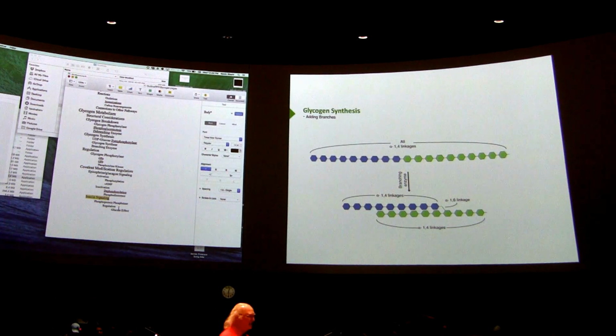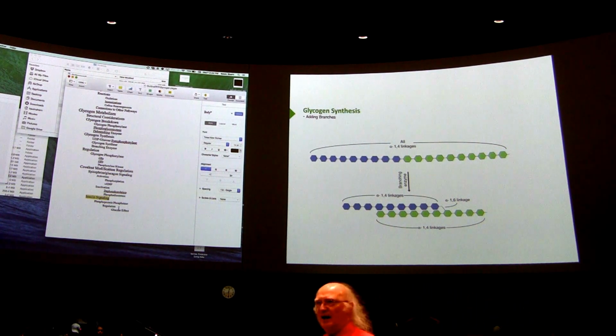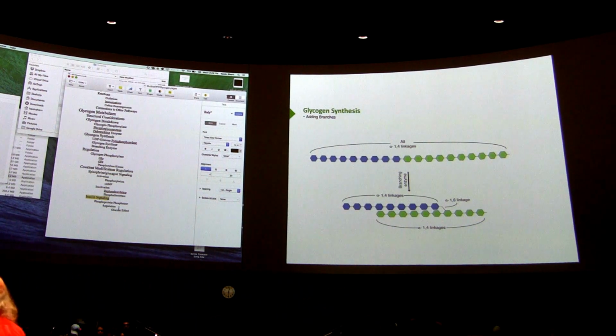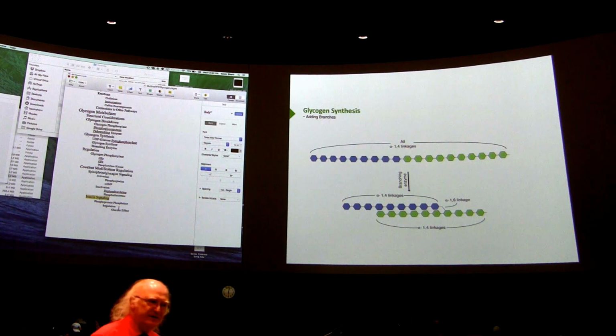Branching enzyme simply takes a long chain of glycogen with alpha 1,4 bonds and grabs a hunk of them. And no, I don't care if you know how many is a hunk, all right? It grabs a hunk of them and creates an alpha 1,6 linkage. Why doesn't that take any energy? Alpha 1,4 has more energy than alpha 1,6. How do you know alpha 1,4s have more energy than alpha 1,6?